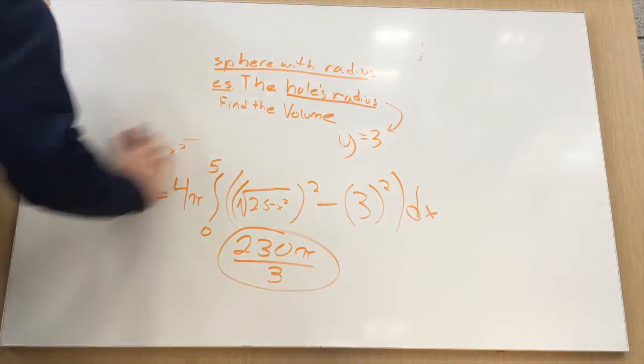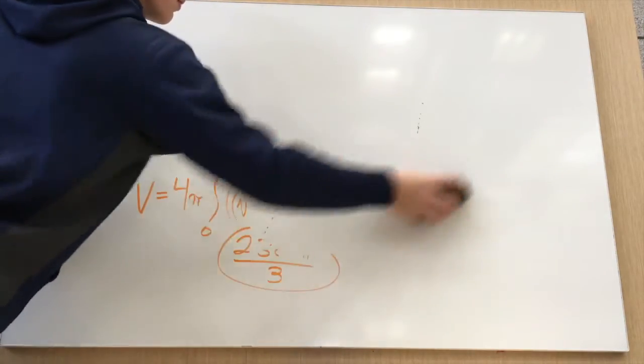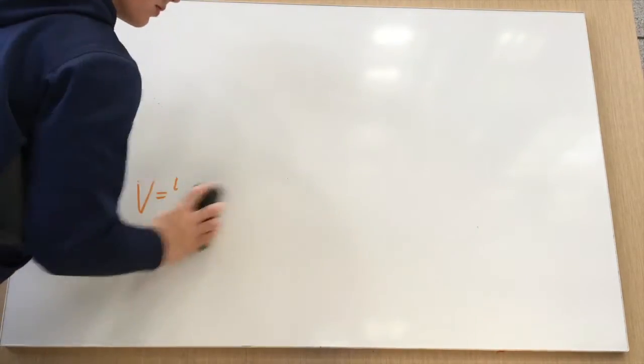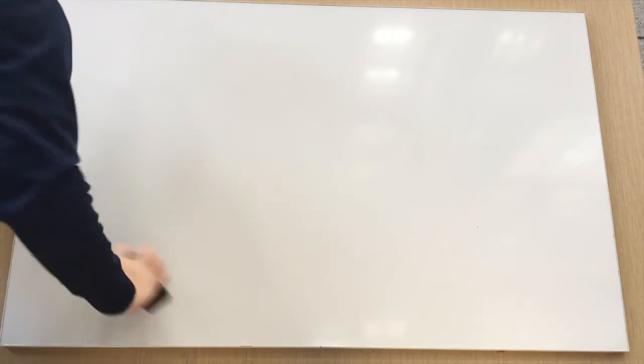230 pi over 3. So hopefully this helped, and if you have any further questions, I understand that this video could have been confusing throughout the entirety. So if you have any further questions, either ask Bruce or me, and we'd be happy to help.